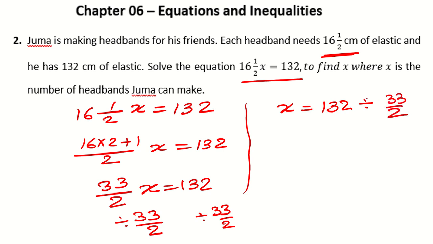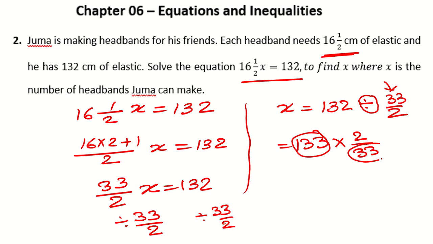Now what I told you before also: whenever you have division followed by a fractional number, you will write multiplication for division and then the fraction will be reciprocal, or flipped. Now you can see here, 132 is up and 33 is down. So divide this number. I am sure you can divide 132 by 33 and it will be 4. And then 4 multiplied by 2 will be equal to 8. So this is the answer: 8 headbands Juma can make.